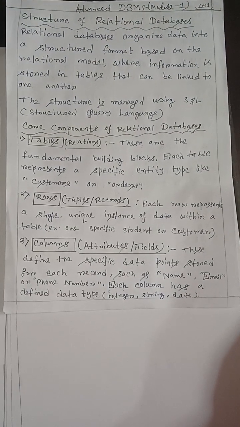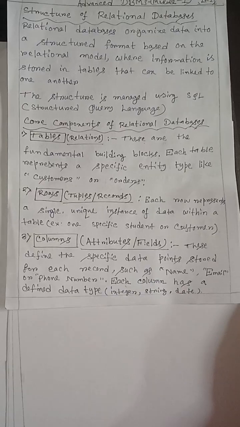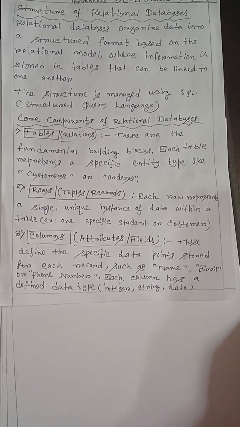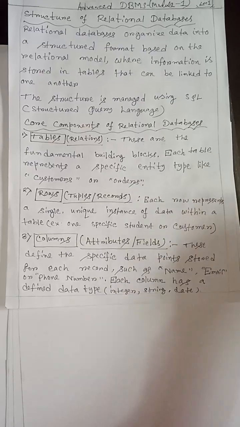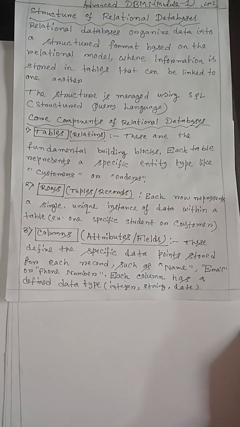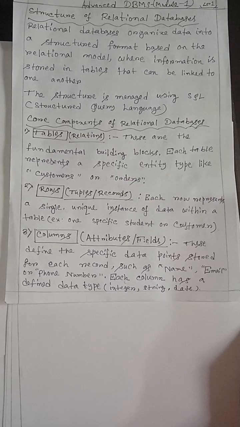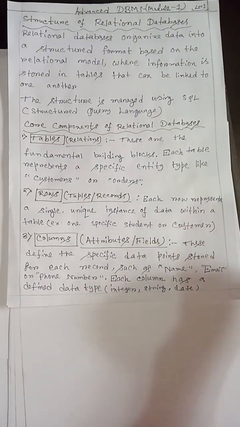Now the core components of relational databases are tables or relations. Tables or relations are the fundamental building blocks, because this is the actual structure of a relational database. Here each table represents a specific entity type like customers, orders, or students. I will elaborate on this using an example.